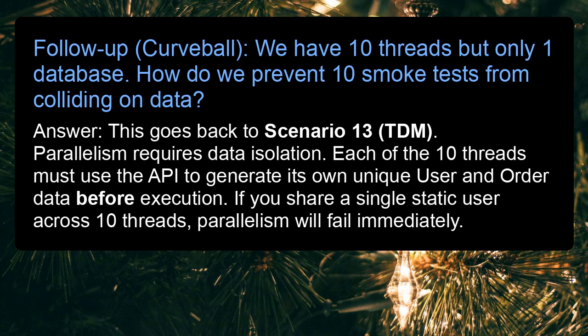Follow-up curveball. We have 10 threads but only one database. How do we prevent 10 smoke tests from colliding on data? Answer, this goes back to Scenario 13, TDM. Parallelism requires data isolation. Each of the 10 threads must use the API to generate its own unique user and order data before execution. If you share a single static user across 10 threads, parallelism will fail immediately.